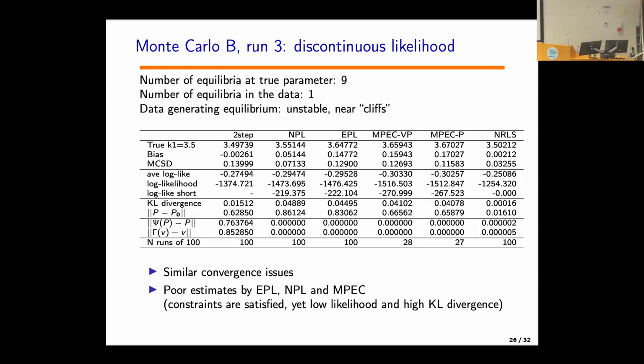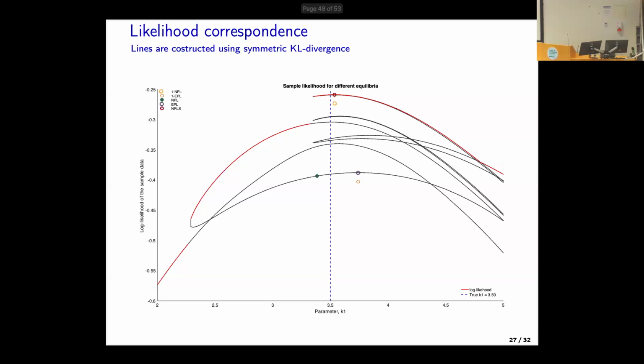Okay, and this likelihood, we change parameters a little bit, so we now have nine equilibria. We're still playing one in the data, and we chose a set of parameters that would create these cliffs you saw in the beginning, like discontinuous likelihoods. What happens is that sometimes these equilibria just disappear out of the blue, and then the likelihood function becomes discontinuous.